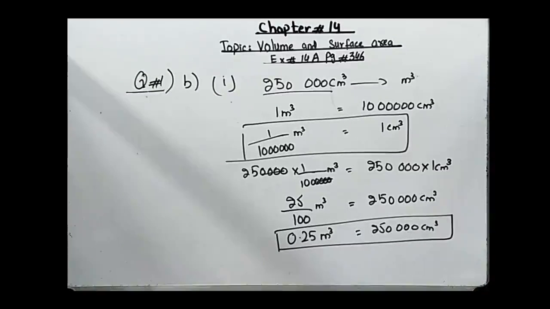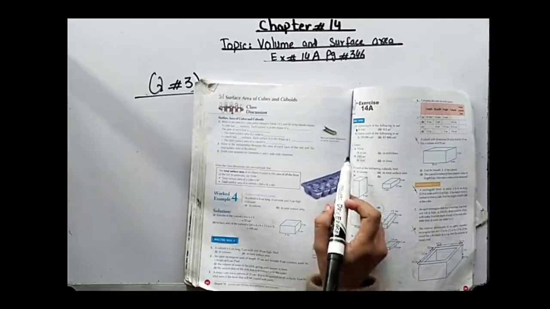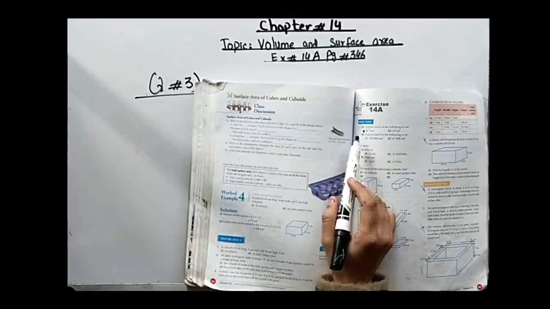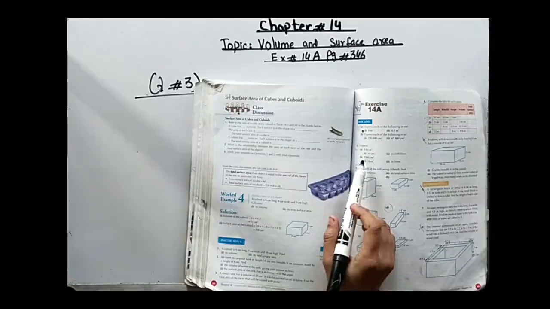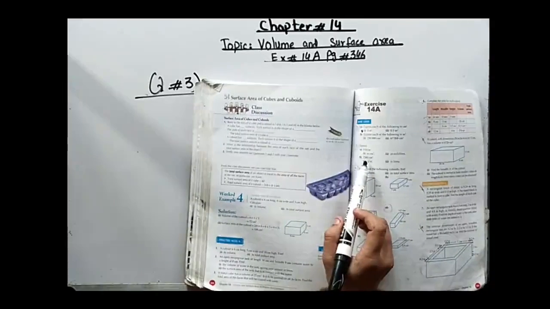Got it, beta? Do the practice of this question, and the next part is your task. Okay, now come to question number 2. Question number 2 is the same as question number 1, and we have already done question 1. So I guess you can do question number 2 easily. Fine. So do question number 2 by yourself.